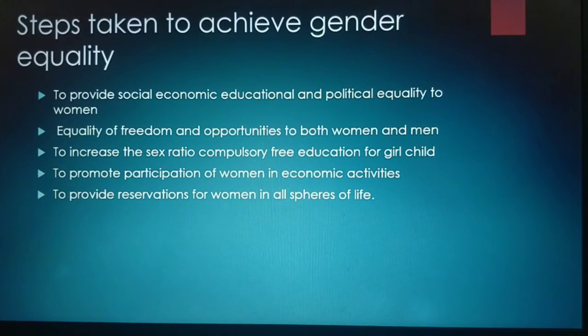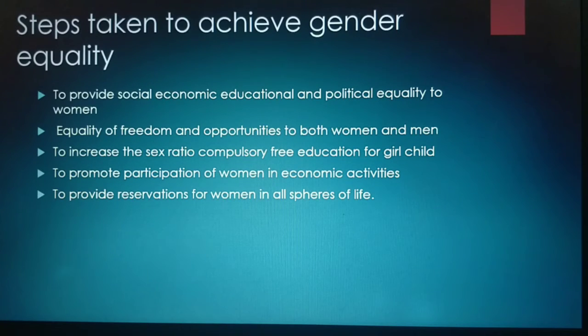Now, steps taken to achieve gender equality. This is the last part of the lesson and you are going to learn about the women self-help groups also. What are the steps to achieve gender equality? What do you mean by gender equality? Gender equality is nothing but men and women are treated equally according to our constitution.